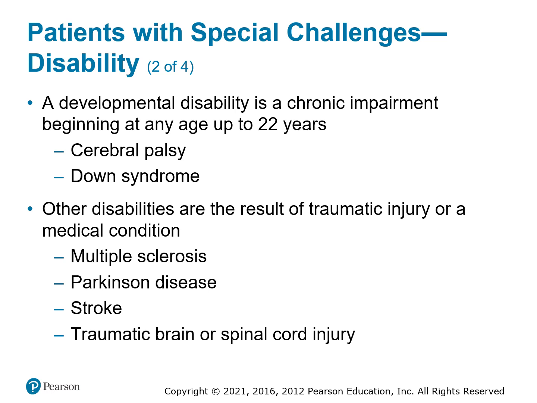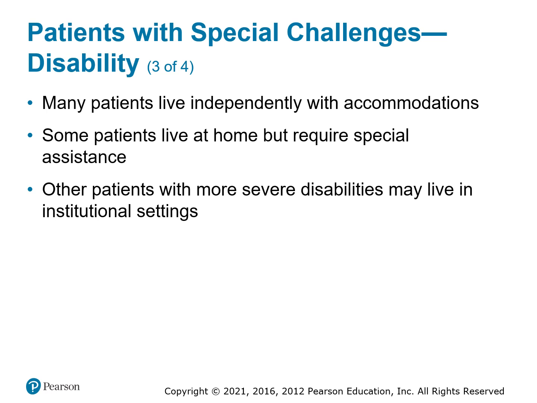A developmental disability is a chronic impairment beginning at the age up to 22 years. Things like cerebral palsy and Down syndrome. Other disabilities are the result of traumatic injury or a medical condition like multiple sclerosis, Parkinson's disease, stroke, or traumatic brain injury or spinal cord injury. Many patients live independently with accommodations. Some patients live at home but require special assistance, and others with more severe disabilities may live in an institutional setting.